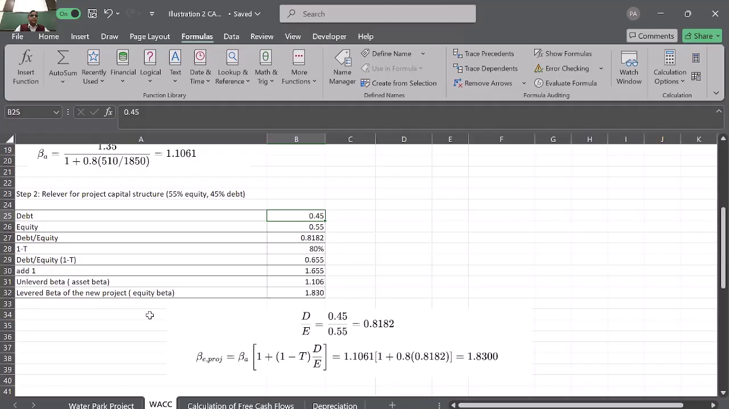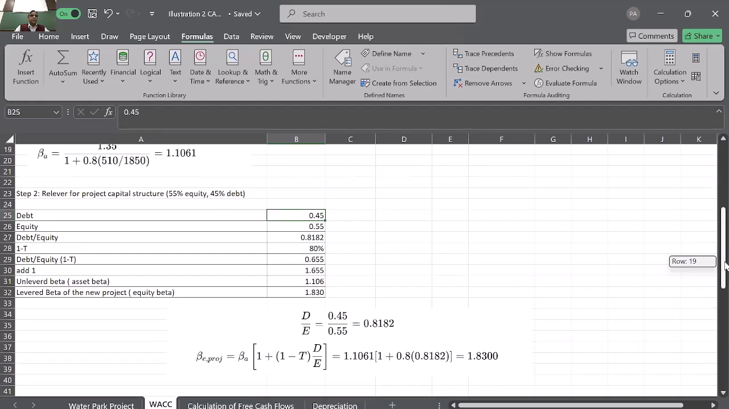Okay, fine. So here the beta has gone up to 1.83 because of what? Why has the beta gone to 1.83 from the unlevered beta, which was how much? 1.106. Okay. Is it clear? So now we have calculated the beta.